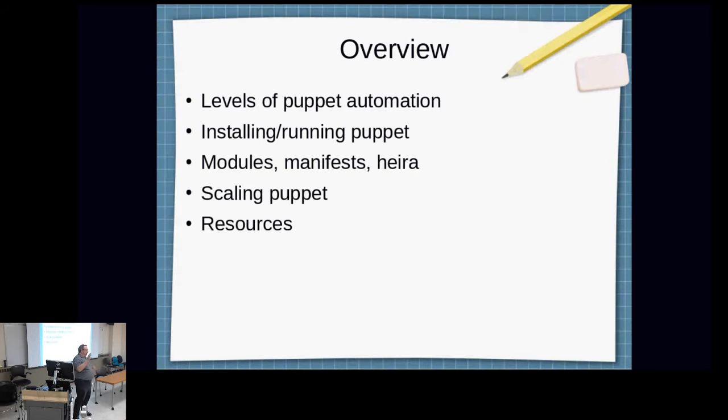I'm going to talk about the levels of Puppet automation, because there really are multiple levels of the Puppet ecosystem, from just using a single laptop as the Puppet management to multiple servers. I won't really go into some of the really large scale things. That's another talk altogether. I'll go over installing and running Puppet. I'll talk about the modules, manifests, and Hiera, and what those parts are, how you can scale it, and some of the challenges you'll have with different thought processes on scaling it. And then I've got a list of resources everybody can look at if they want more.